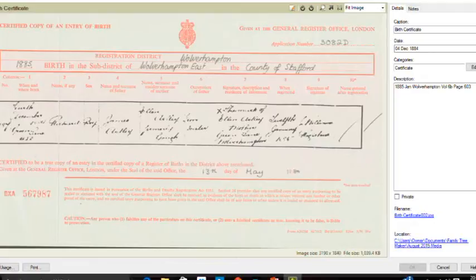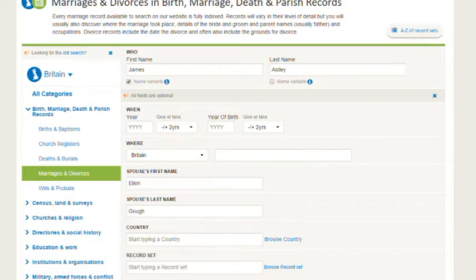Okay, so I'm back to that process. I've got a birth certificate. I next want to obtain a marriage certificate, that being the marriage certificate of James Astley and Ellen Gough. So I go back to Find My Past, and I make a search as follows. I'm looking under marriages, I put both their names in, click search, and I get this result.